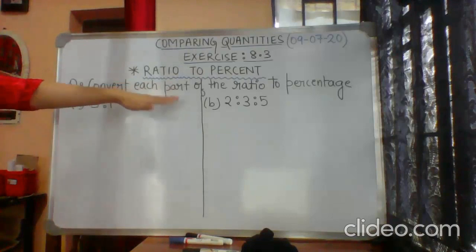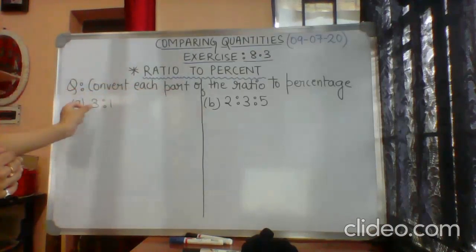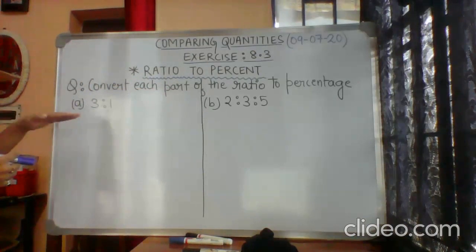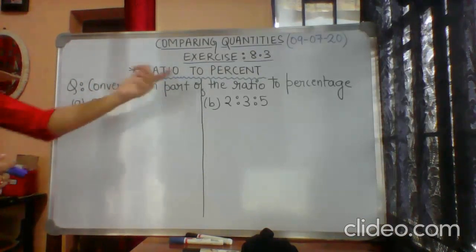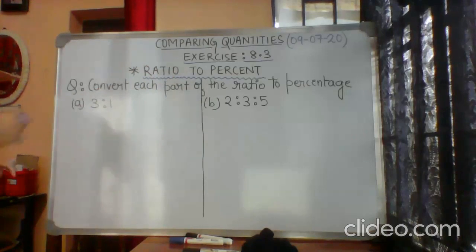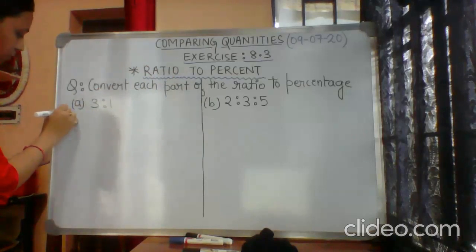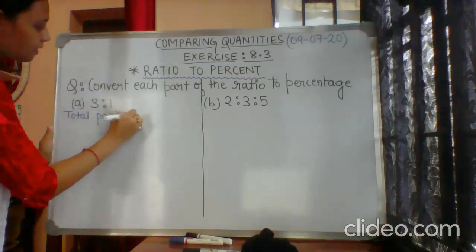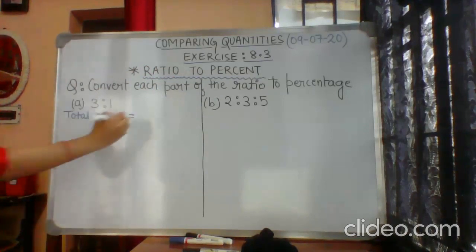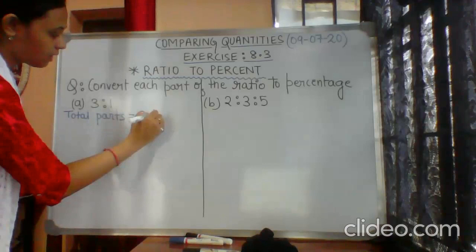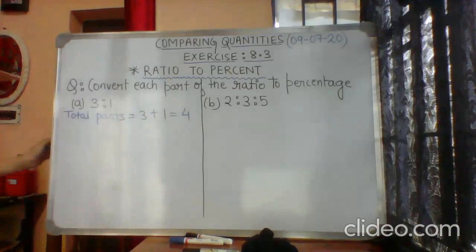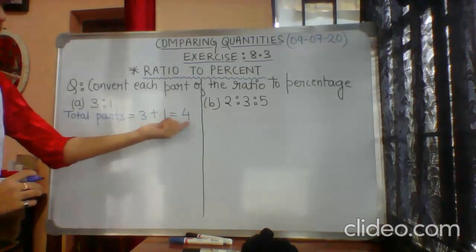Okay. So before calculating the percentage of each of the parts, we must know how many total parts are there in order to find the percentage. So, first of all, we will find the total parts. Here, how many parts are there? 3:1. So, first part is having 3 plus second part is having 1. So, total number of parts equals 4.